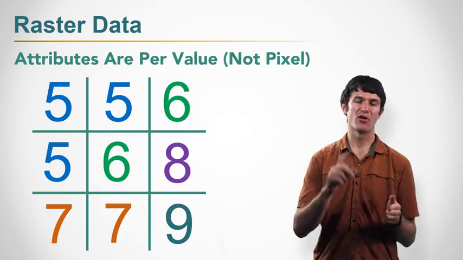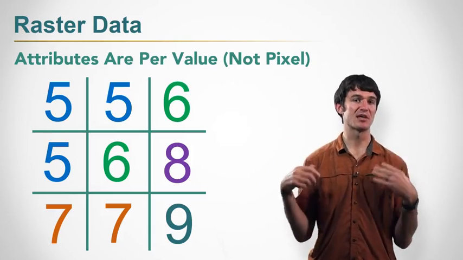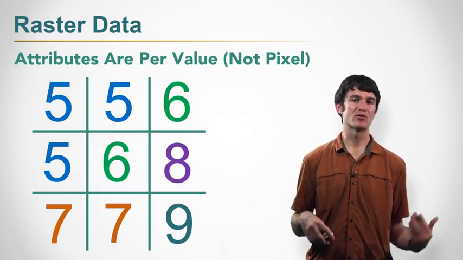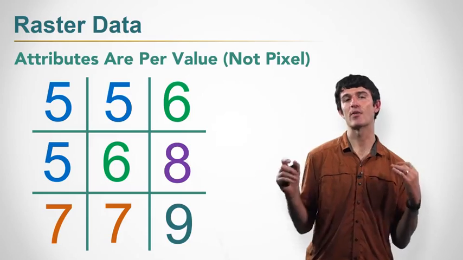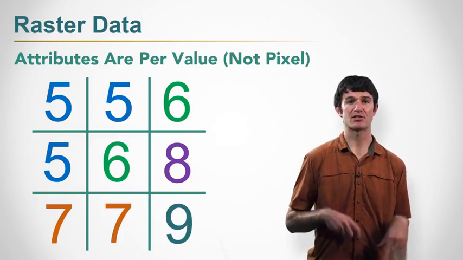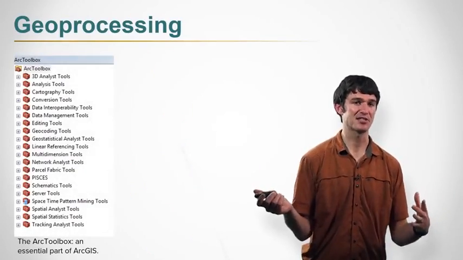So you can add more information on what it means for a cell to be a 5 in that case, but you don't have that per cell, that per feature attribute record like you have with vector data. So that's raster data.